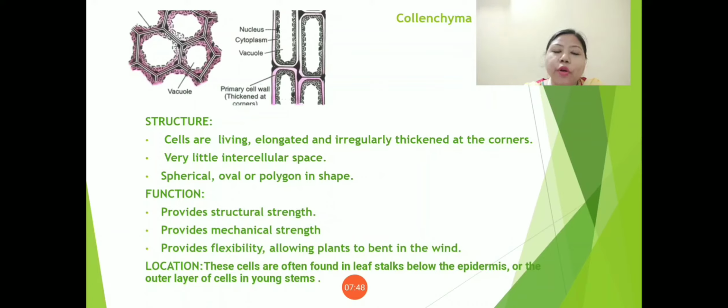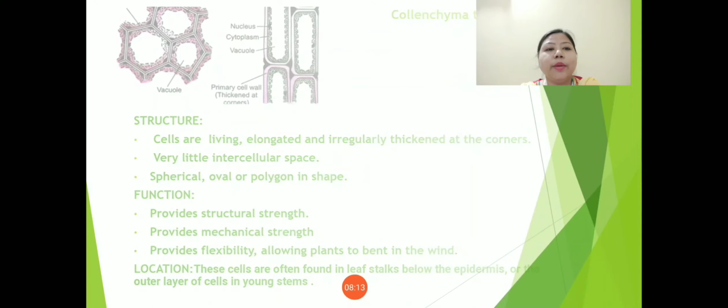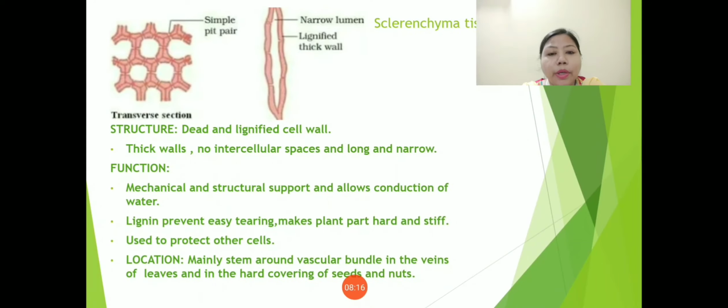The main function of collenchyma tissue is to provide structural strength, mechanical strength, and provide flexibility, which allows the plant to bend in the wind, but even after bending they do not break easily. So they are found in leaf stalks below the epidermis or the outer layer of cells in young stems. The third type of permanent tissue is sclerenchyma. So this type of tissue contains cells which are dead and they have lignified cell walls.